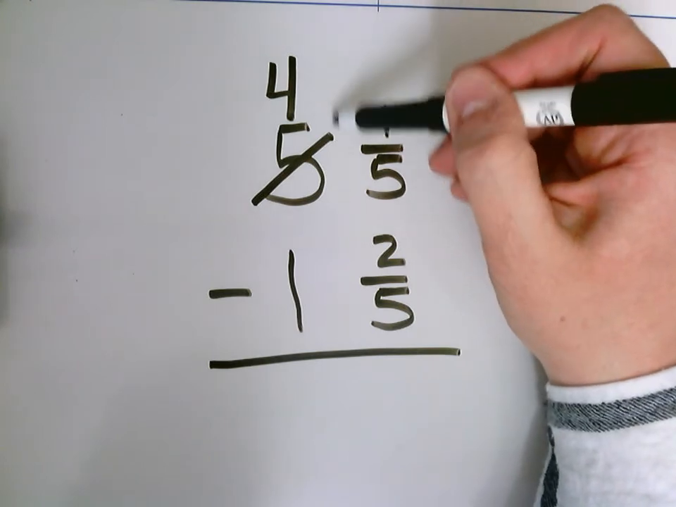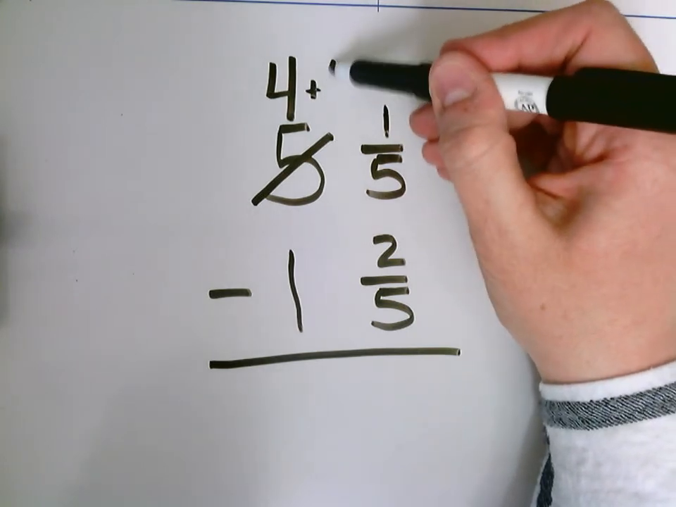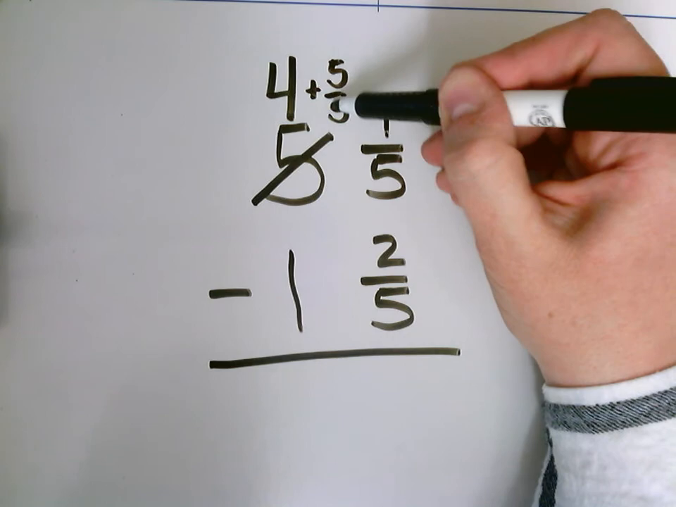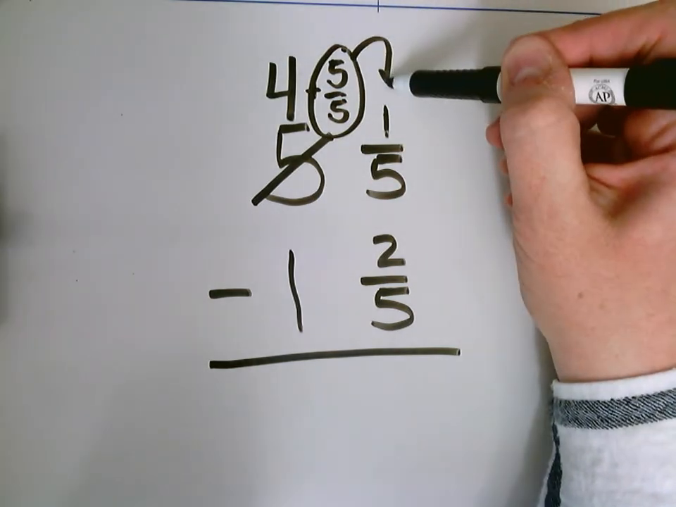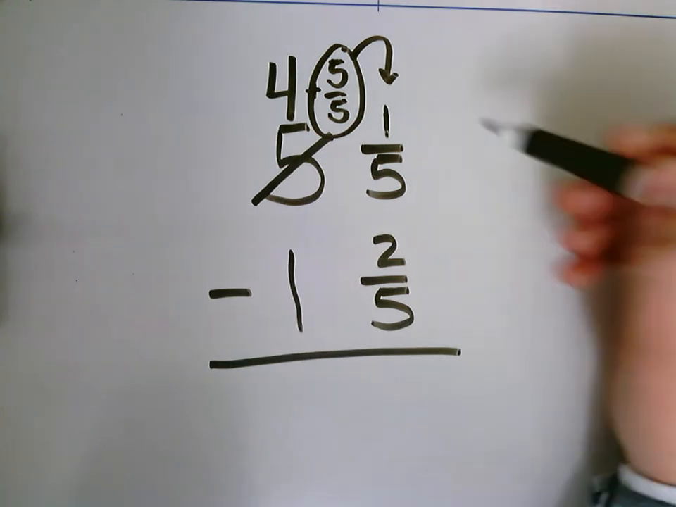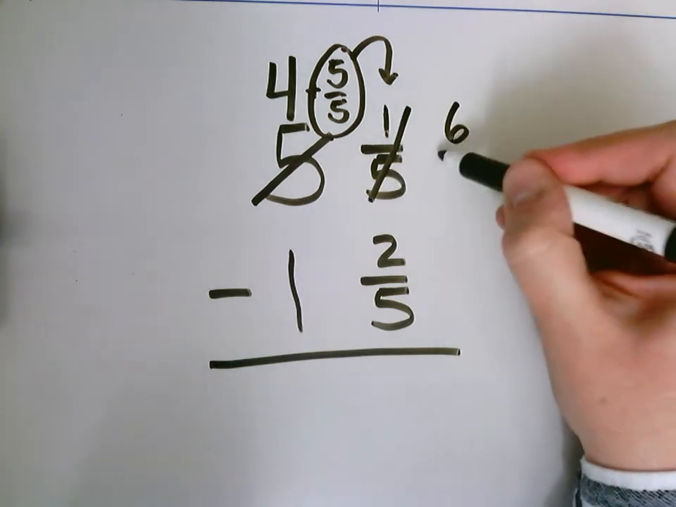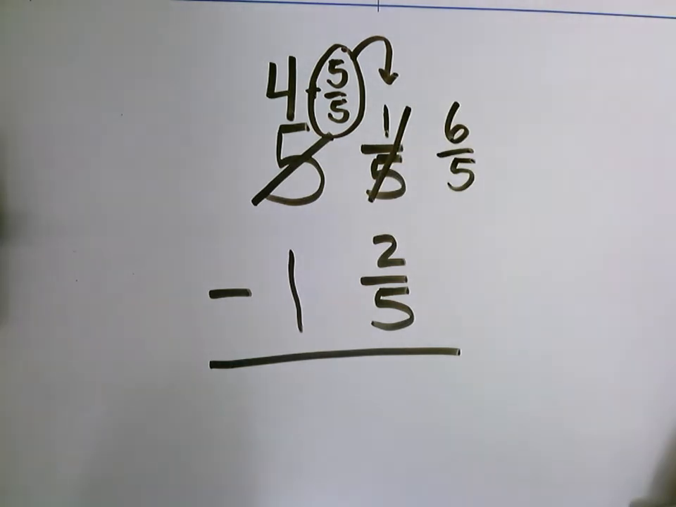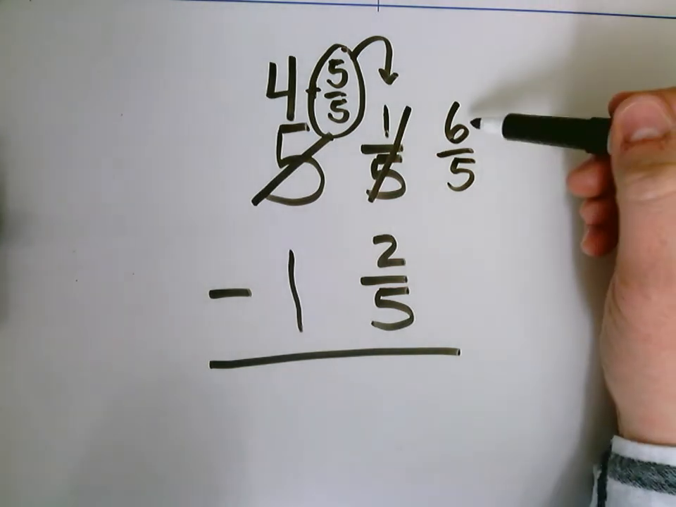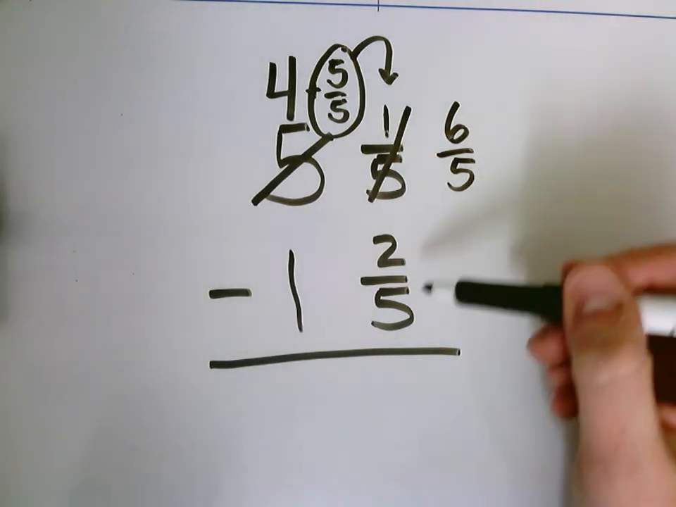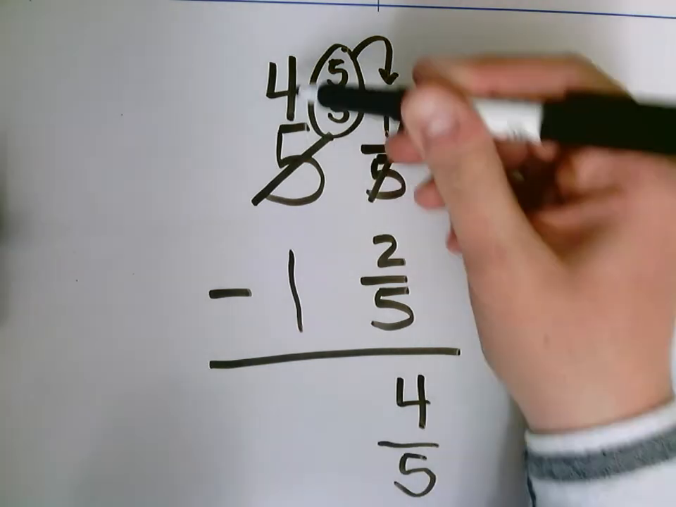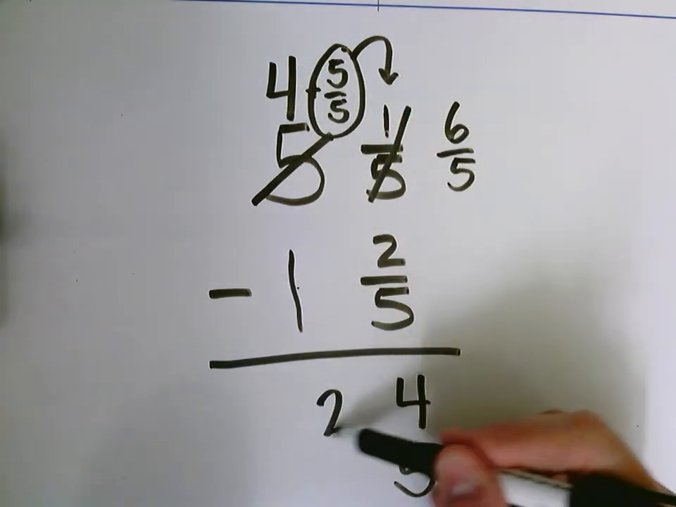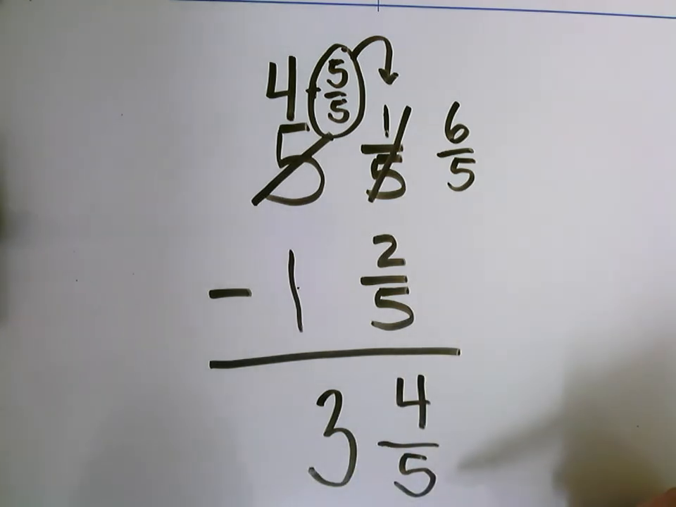Remember, the one that I'm taking away, 4 plus 5/5 equals 5. That's my 5. I'm going to take this 5/5 and add it to my 1/5 that I have. So that's going to give me 6/5. So now I can subtract 6/5 minus 2/5 gives me 4/5. And my 4 minus 1 gives me 3. So 3 4/5 is my answer.